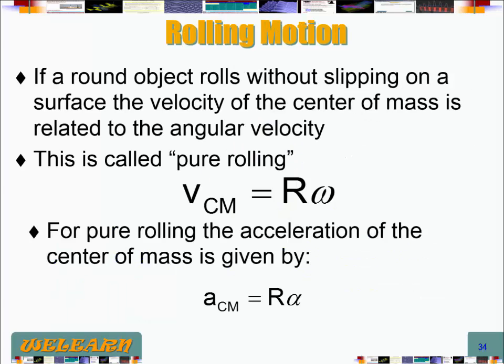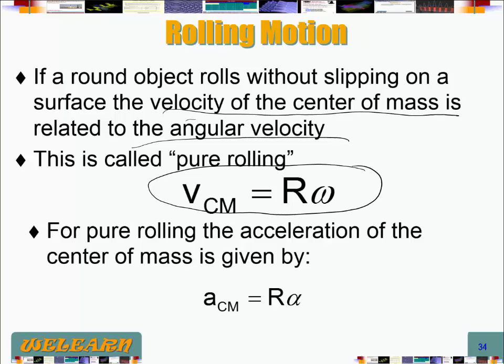Now, for an object that's rolling without slipping, the velocity of the center of mass is related to the angular velocity through this expression. V center of mass is equal to R times omega. The acceleration of the center of mass is related to the rotational acceleration by R alpha. A center of mass is R alpha. That's for an object that is purely rolling, that's rolling without slipping.